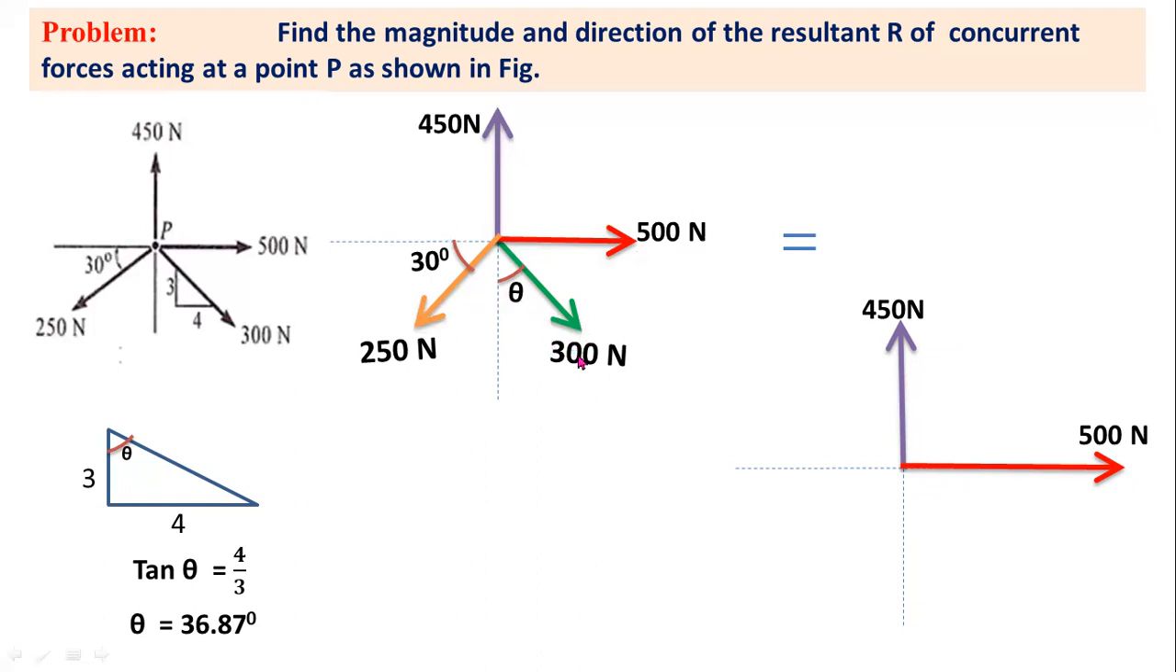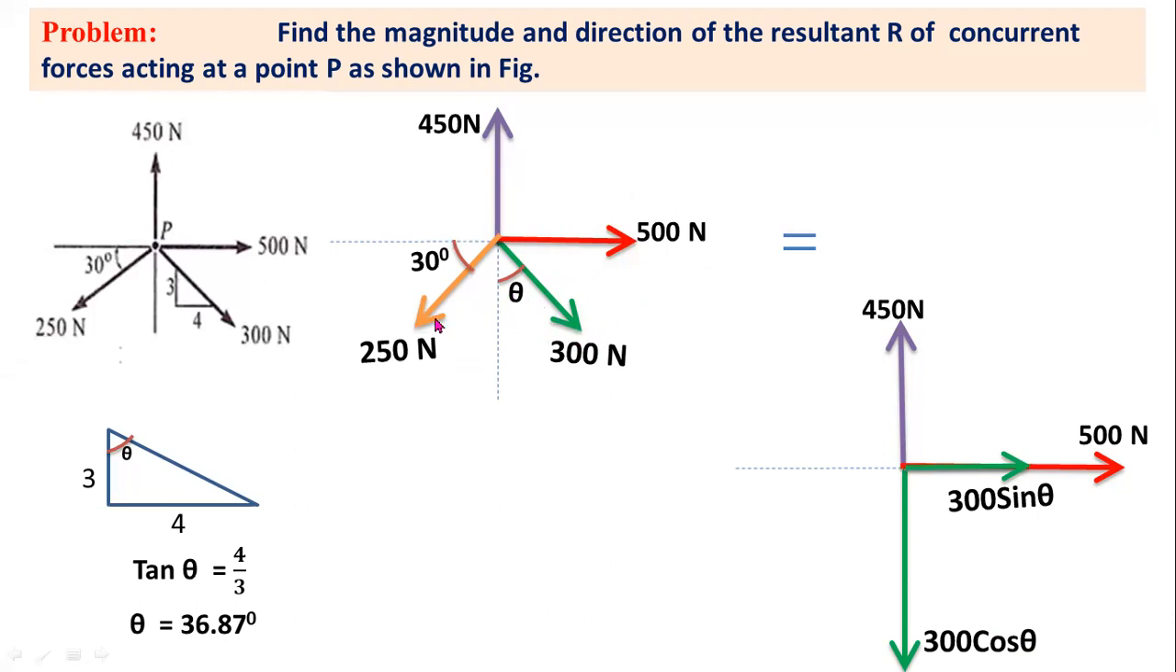Now you have to convert this inclined force, 300 newtons, into x and y components, and also convert this 250 newtons into x and y components. You can observe this 300 newtons force lies in the fourth quadrant. This is the opposite side, this is the adjacent side. For the opposite side we consider sine theta, so 300 sine theta is the x component. For determining the y component, you consider 300 cos theta for the adjacent side.